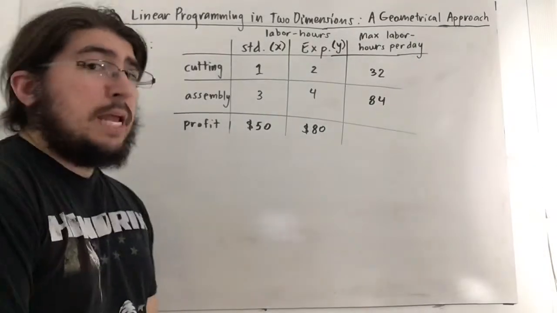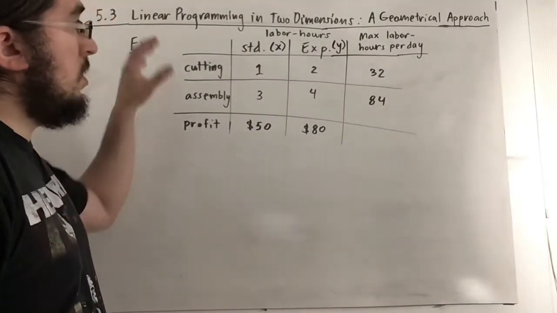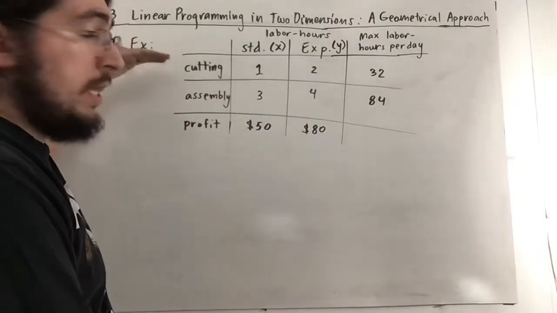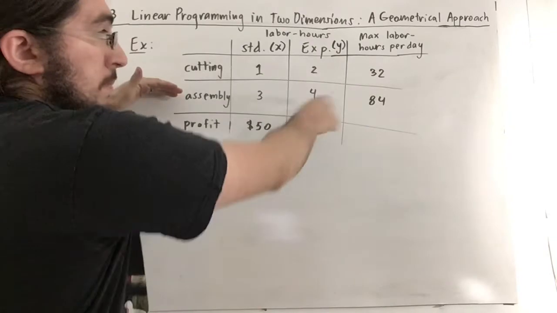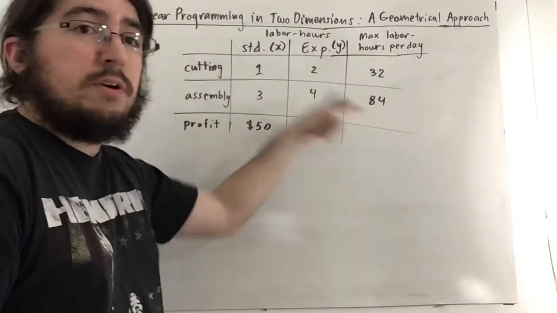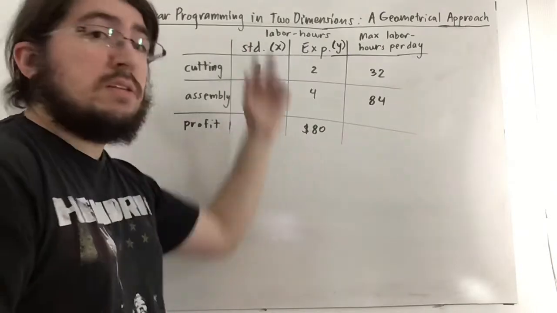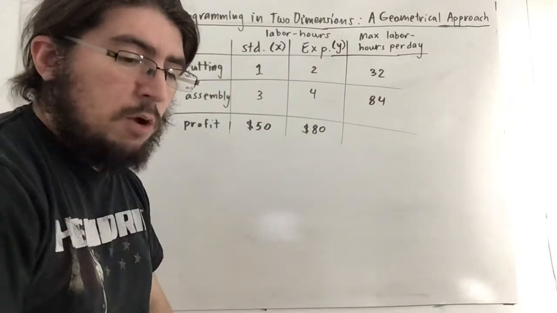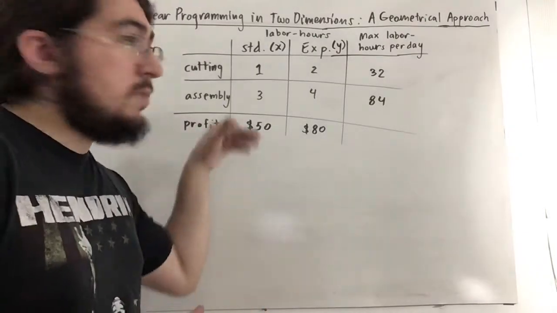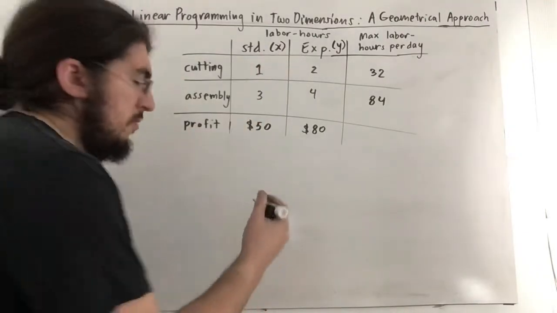Okay, so this is the table I was referring to earlier. So notice we have standard model, expedition model. We have the labor hours for cutting for each of them, assembly for each of them, the max labor hours per day for cutting and for assembly, and the profit for each of the models. All right, so now what I'm going to do is I'm going to build a system of inequalities based on this, and it's going to be fairly straightforward how you do that.